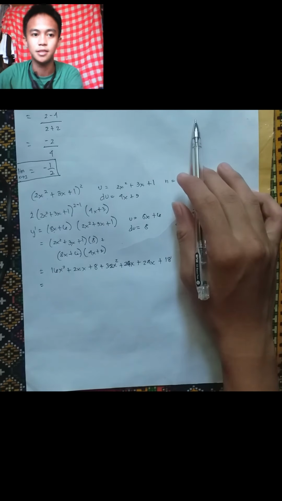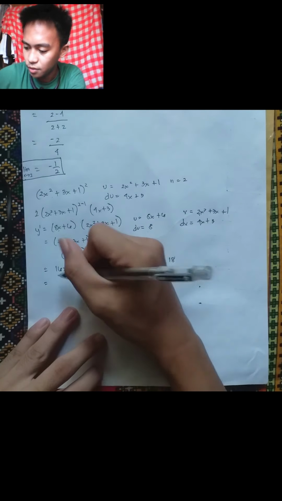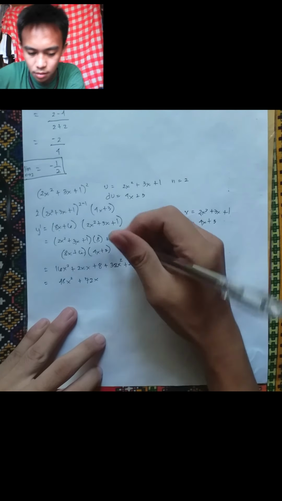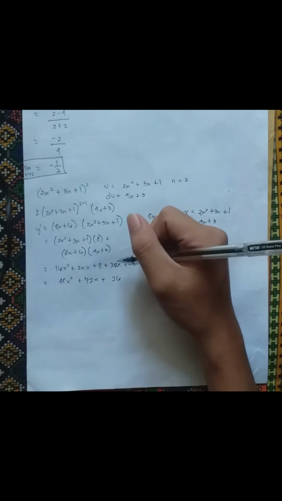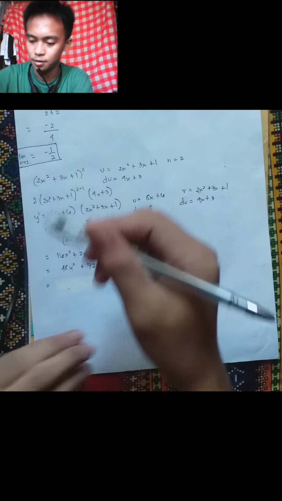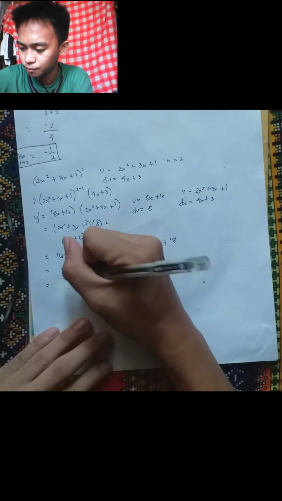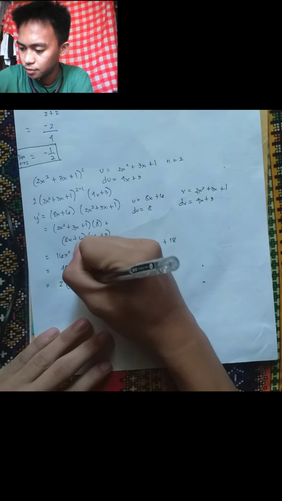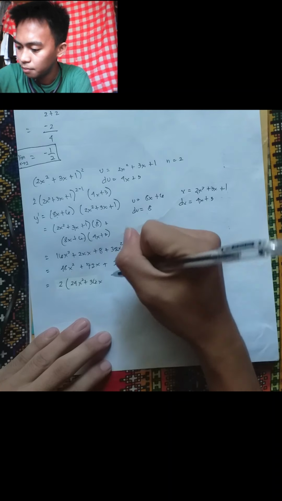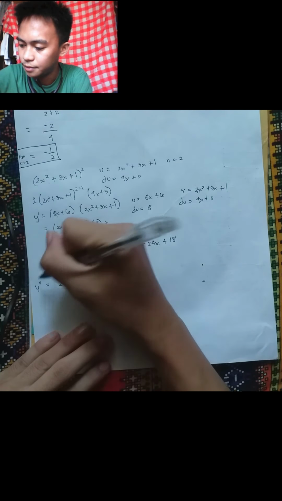So add the same base, which is 16x squared plus 32x squared is equal to 48x squared plus 72x plus 26. So this is not the answer yet. Let's find a common factor here. So 2 times 24x squared plus 72 divided by 2 is 36x plus 13. That is our y second prime.